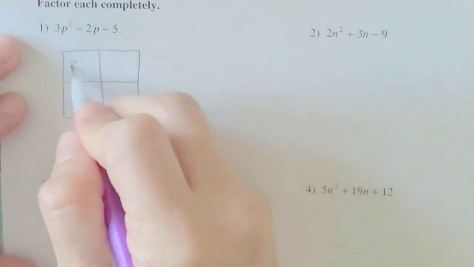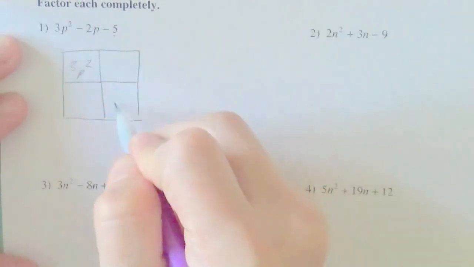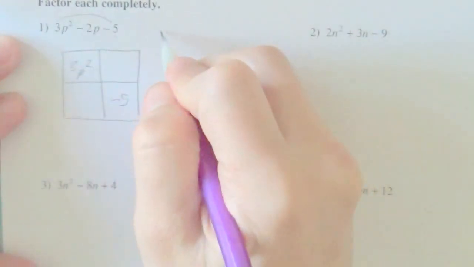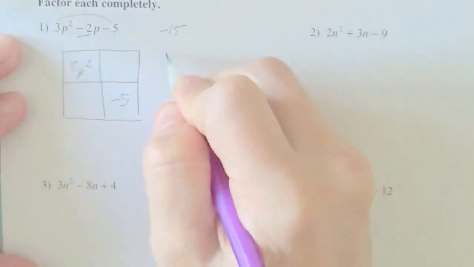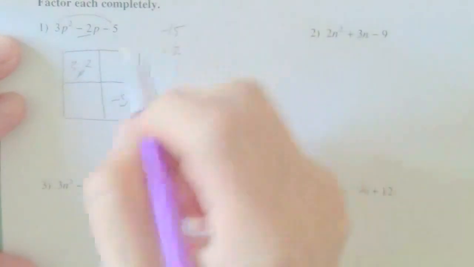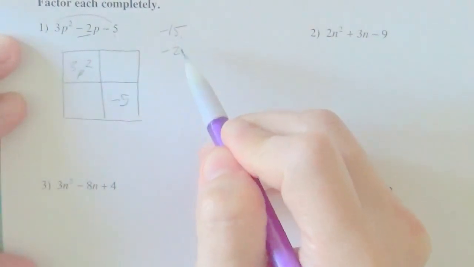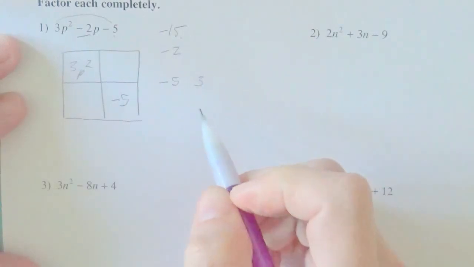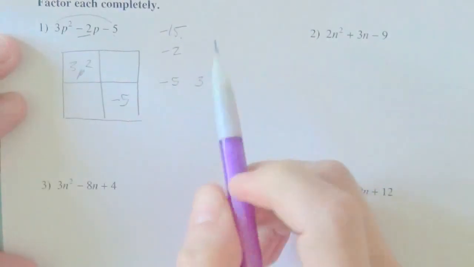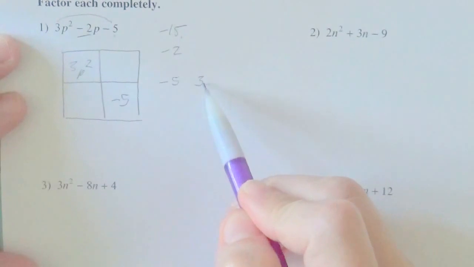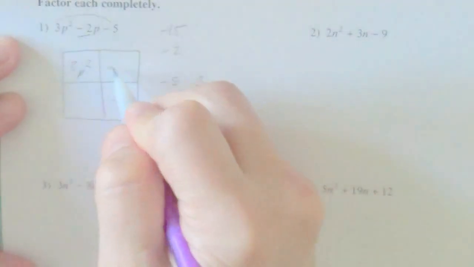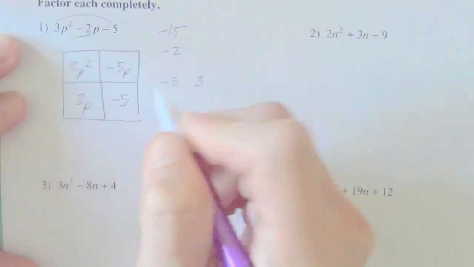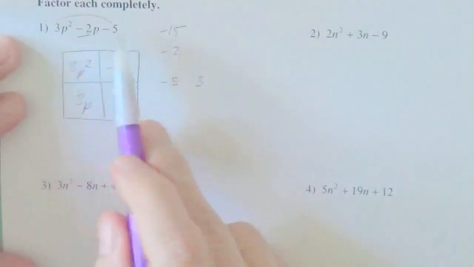So we're going to put our 3p squared here and my negative 5 down there. And then we're looking for numbers that multiply to make negative 15 and add to negative 2. So if you've got to multiply to negative 15 and add to negative 2, I'm thinking maybe a negative 5 and a 3. Negative 5 times 3 is negative 15, negative 5 plus 3 is negative 2. And then I'm going to put those numbers into my box so that this box represents this.